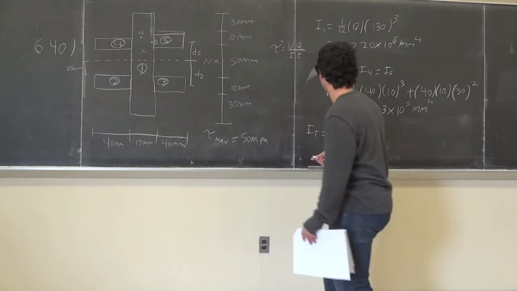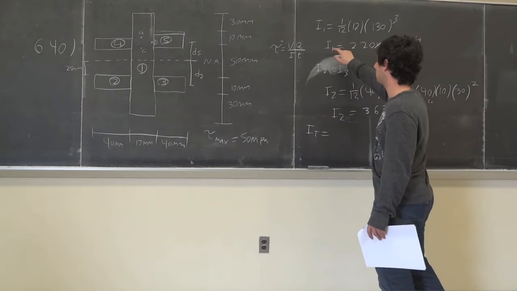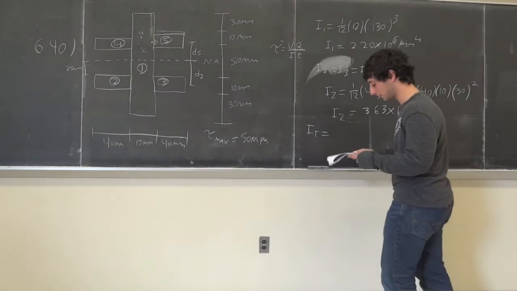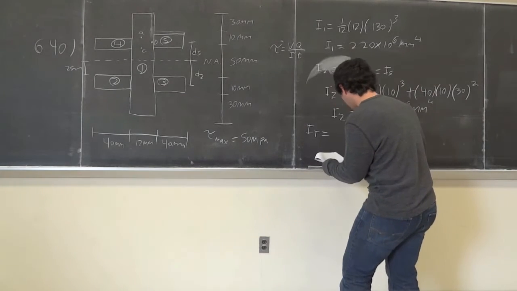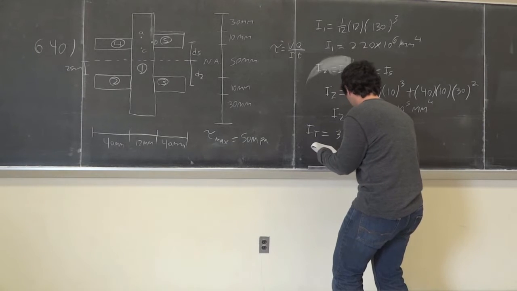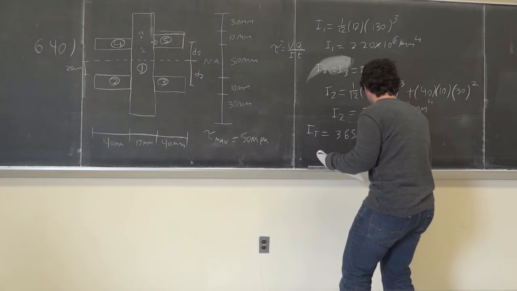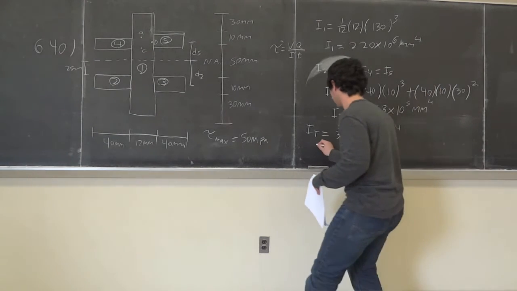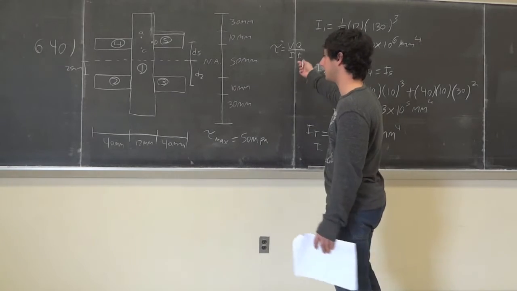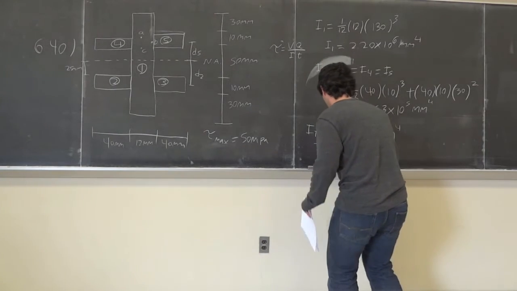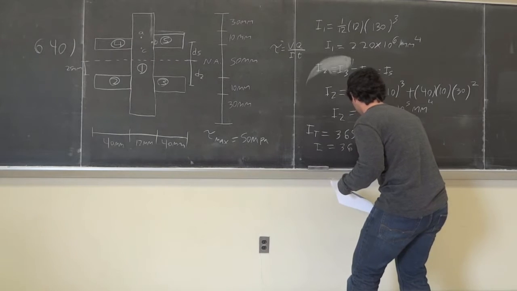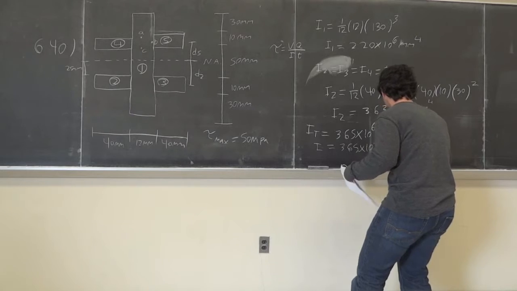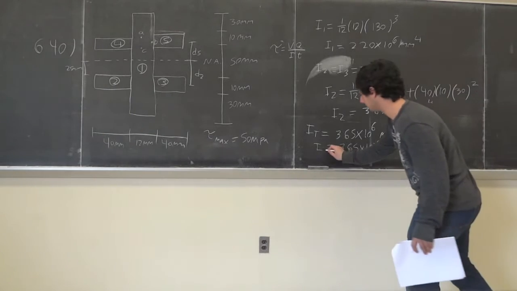Now we can get the total moment of inertia, which is just the sum of all the moments of inertia: I1 plus I2 plus I3 plus I4 plus I5. The total moment of inertia you get is 3.65 times 10 to the 6 millimeters to the 4th. We want to convert this into meters because when we find the shear force, we need everything in corresponding units. So I is equal to 3.65 times 10 to the negative 6 meters to the 4th.